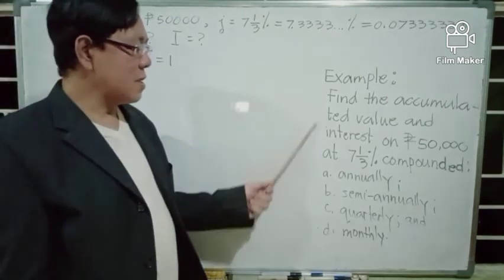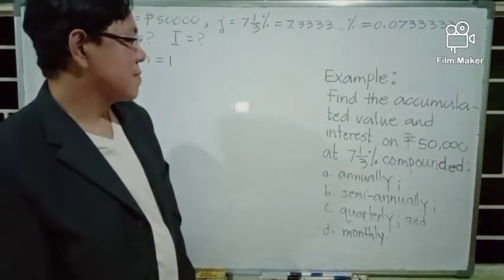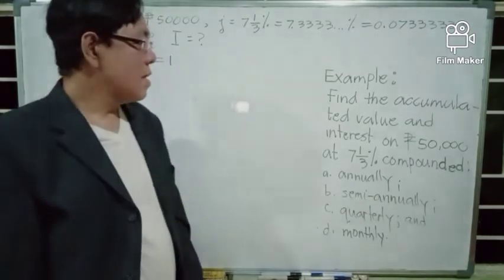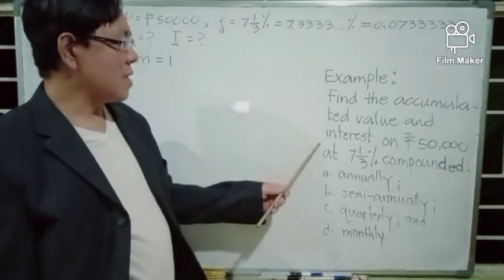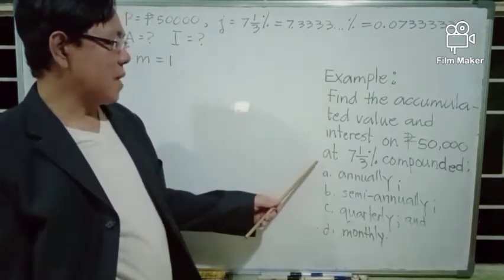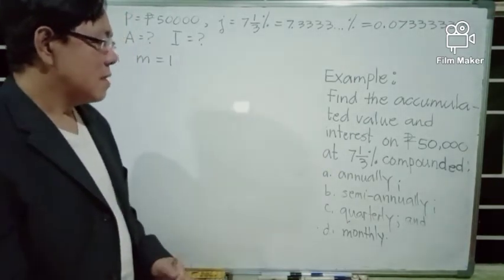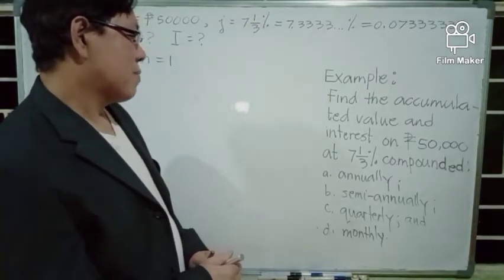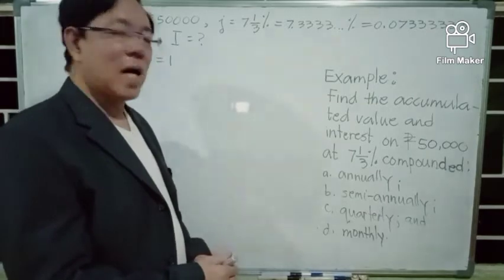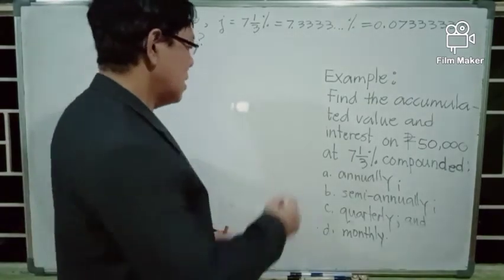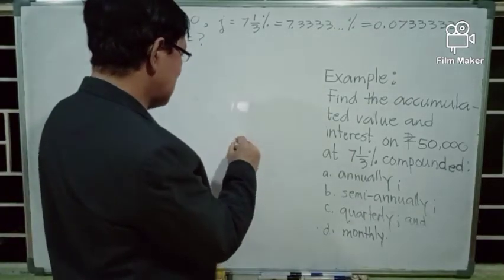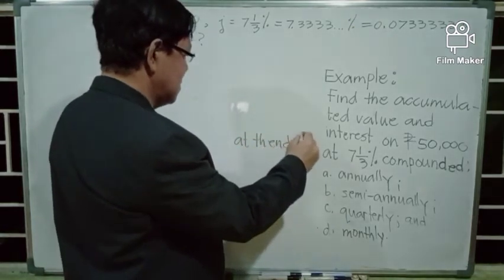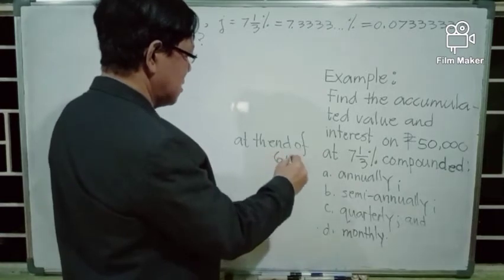Now, you notice in this problem that the time period of investment T is not given. Find the accumulated value and interest on 50,000 pesos. Let's say at 7 1/3% compounded annually, we add at the end of 6 years.